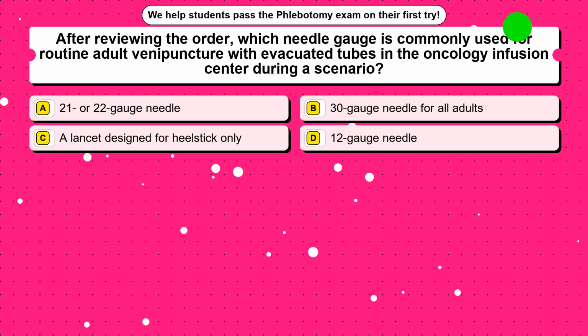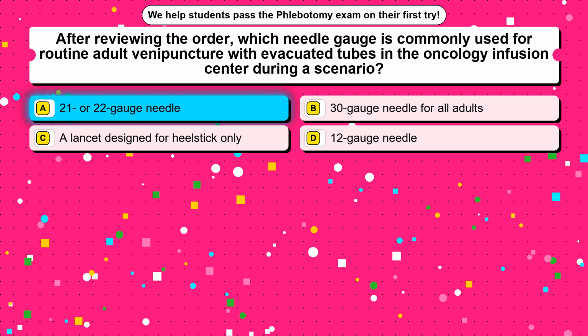Question 17. After reviewing the order, which needle gauge is commonly used for routine adult venipuncture with evacuated tubes in the Oncology Infusion Center during a scenario? Option A, 21 or 22 gauge needle. Option B, 30 gauge needle for all adults. Option C. A lancet designed for heel stick only. Option D, 12 gauge needle.